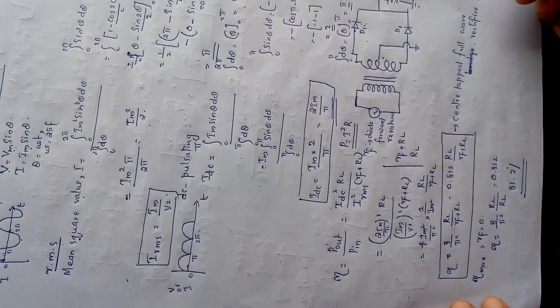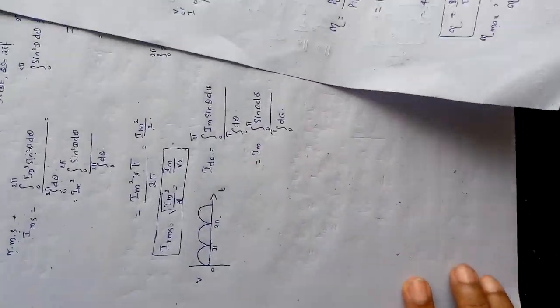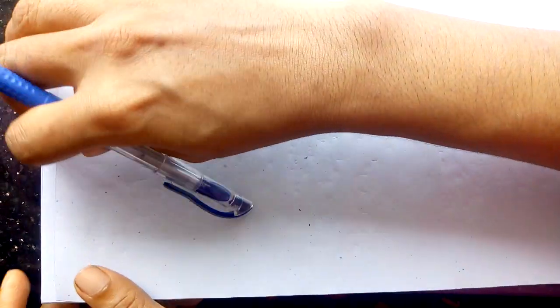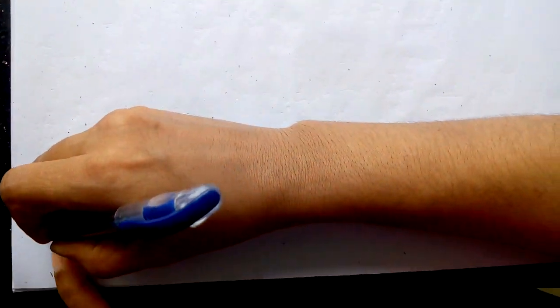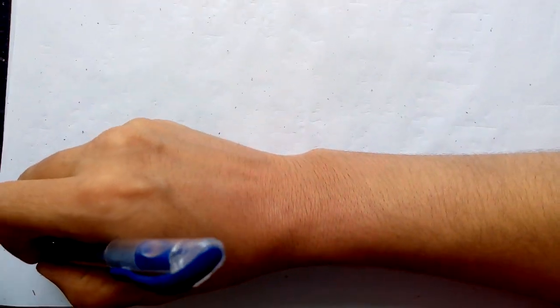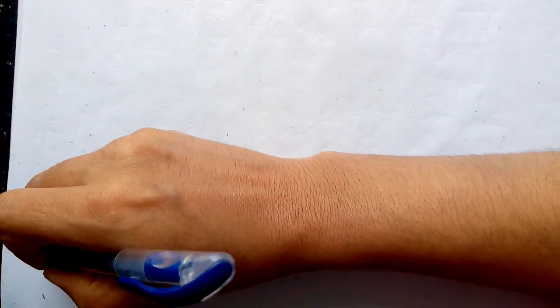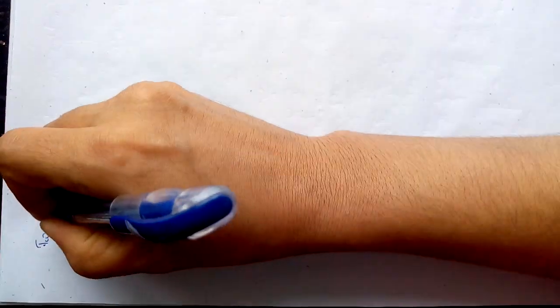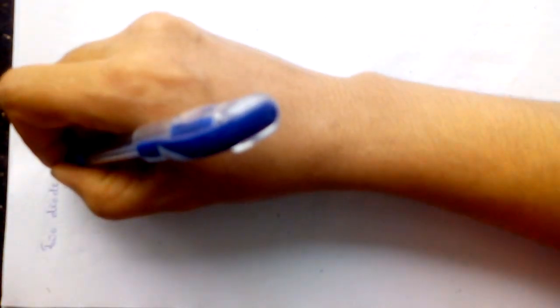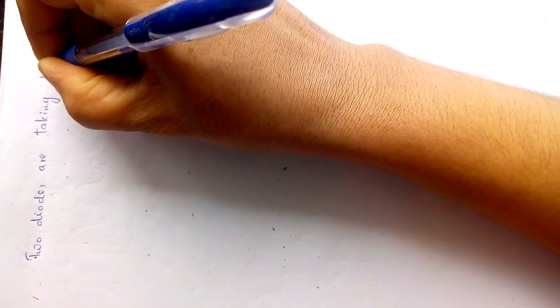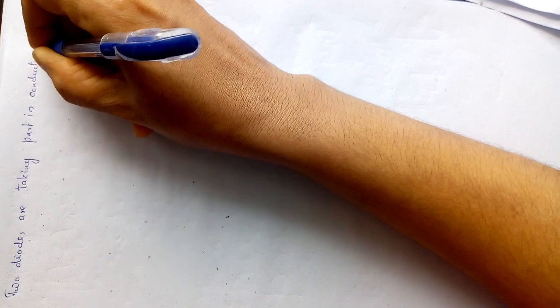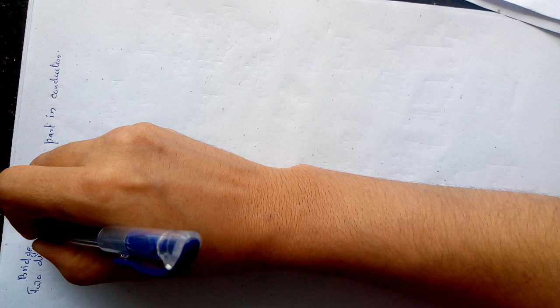Now, what is the change that happens in the case of a bridge rectifier? In the case of a bridge rectifier, the only change is that instead of conduction taking place in a single diode as in the full wave rectifier, two diodes are taking part in conduction.